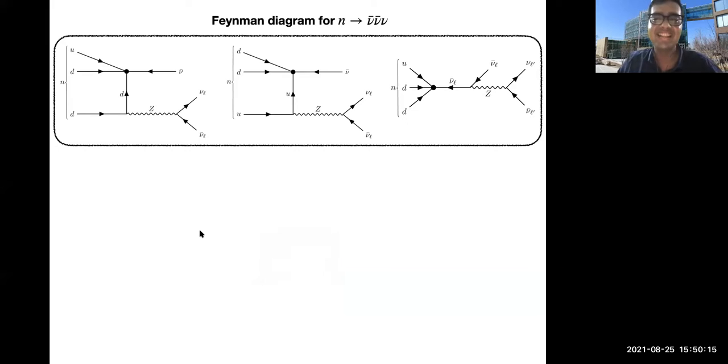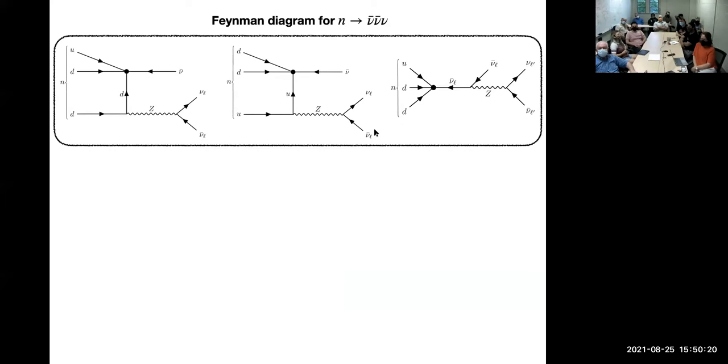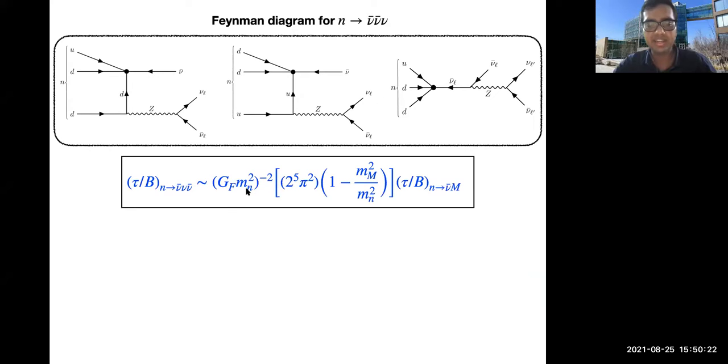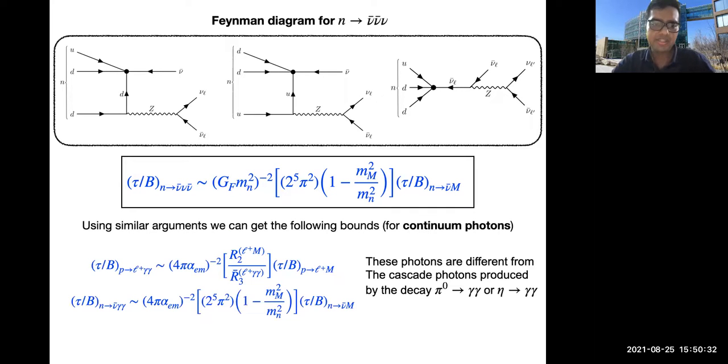Okay, which has an experimental signature of n goes to invisible. So this is mediated by an internal Z line, and we can again similarly get a factor of GF Mn squared whole to the power -2. And this is just coming off from the phase space factors. Also using similar arguments, we can get the following bounds for continuum photon emission. These photons are to be differentiated from the cascade photons produced by the decay of pions or eta, because in an experiment, those can in principle be distinguished by momentum selection.